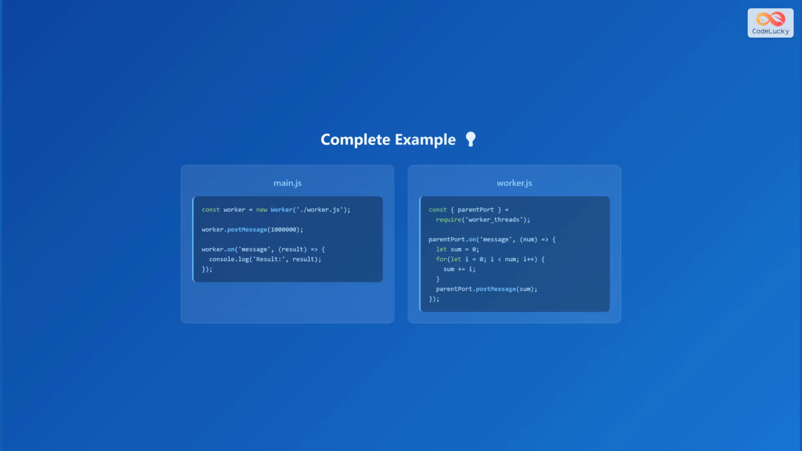On the right is worker.js. The first line requires the worker_threads module and extracts the parentPort object. The third line listens for messages from the main thread. When a message is received, the callback function calculates the sum of all numbers from 0 to the number received from the main thread. Finally, the sum is sent back to the main thread using parentPort.postMessage.